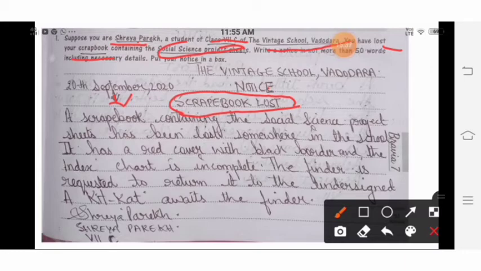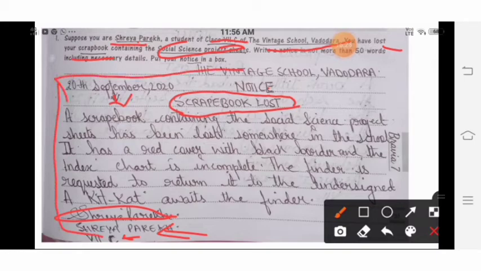You're telling this so that the person who has found the thing will know that you are the only owner. So you're telling the details about it. Then the finder is requested to return it to the undersigned. Undersigned means the person who has written this notice. Finder means the person who finds it. And then promise a small gift. So, a Kit Kat awaits the finder. And then your signature over here. Then your name, right? And then your class. Everything is given here only. You can see. And once you have written, just put your contacts in the box.